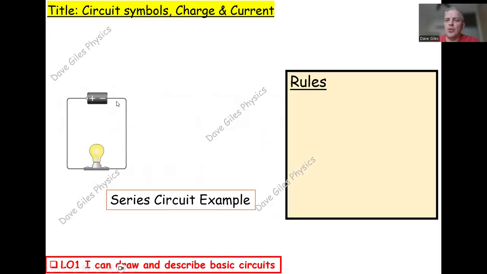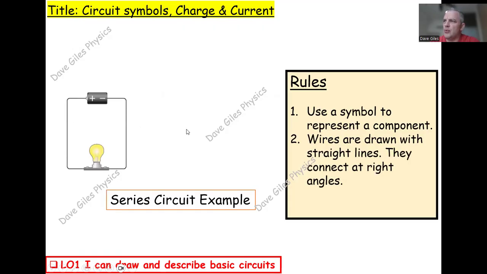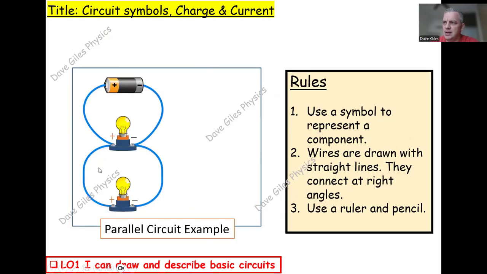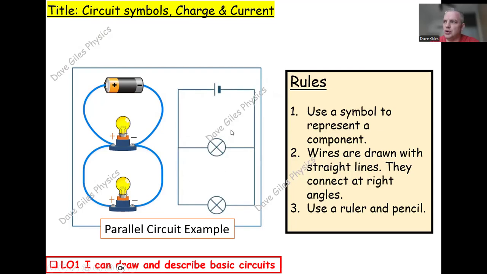So when you draw a circuit, use the symbol to represent a component. So, for example, don't draw it like this. Use the actual circuit symbols that we looked at in the previous slide. Why is it drawn with straight lines? They connect at right angles, so you can see I've got a curved corner here. Don't do that. And you should generally use a ruler and a pencil. So that circuit should look something like this. Again, here's another one which I have drawn using pictures rather than the circuit symbols. That is what it should actually look like.